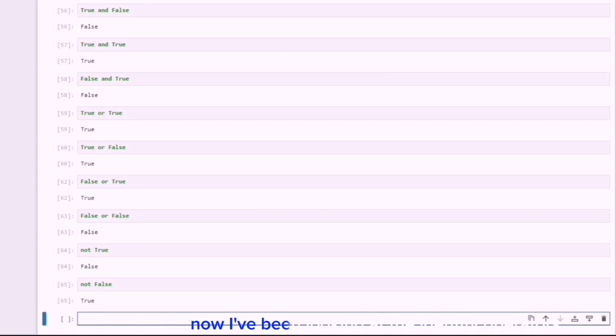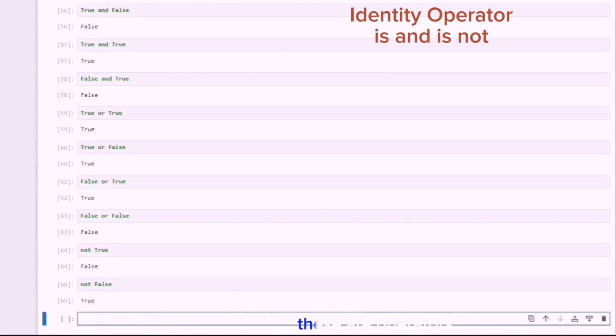So now we're going to be looking at the identity operators. These are operators, which are the is and is not. We call them special operators in Python. So is or is not. These are just the two operators they have. Let me type it here: is and is not. So what does this do?